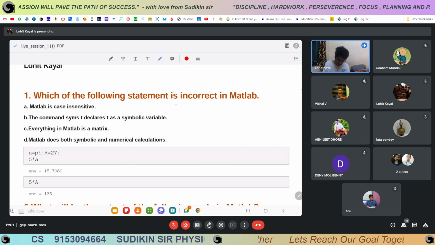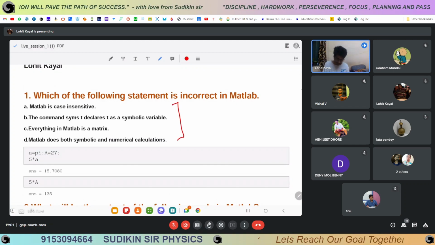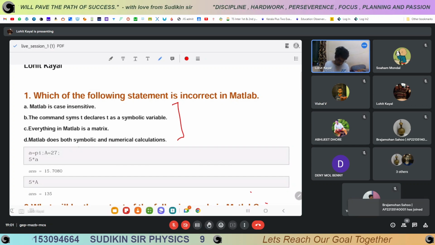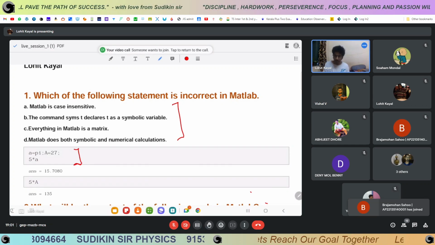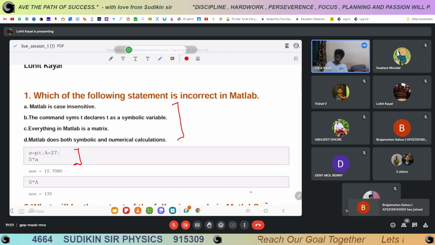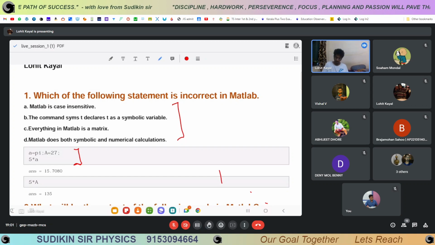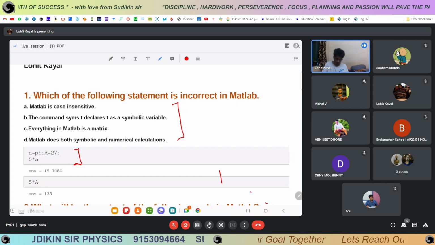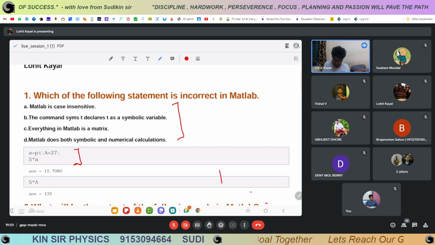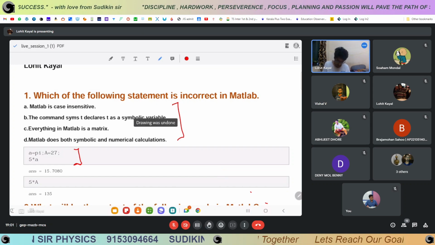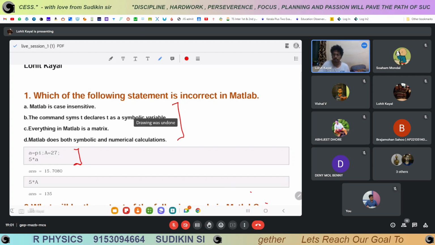So here, all these things are text, and inside the gray shade is code. I have done this using Matlab. This is an interactive toolbox of Matlab, so I am using that. So let's start.